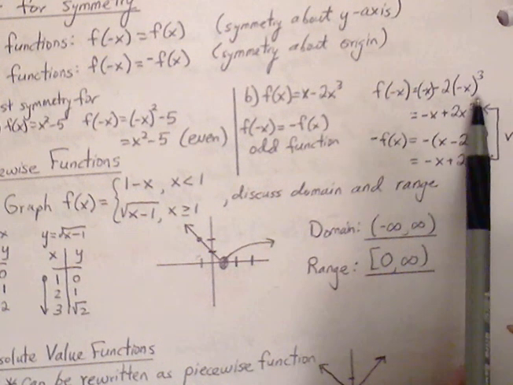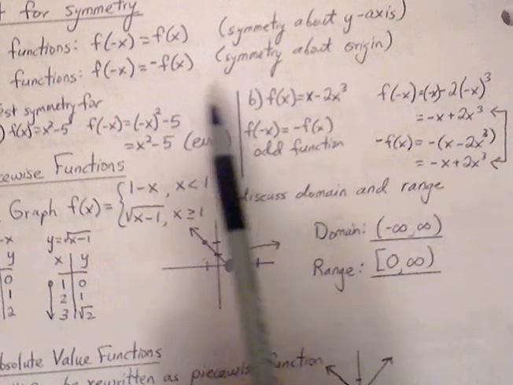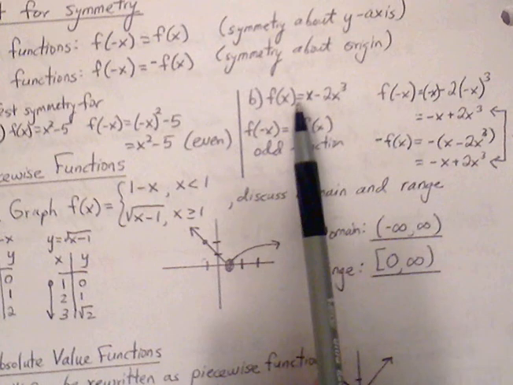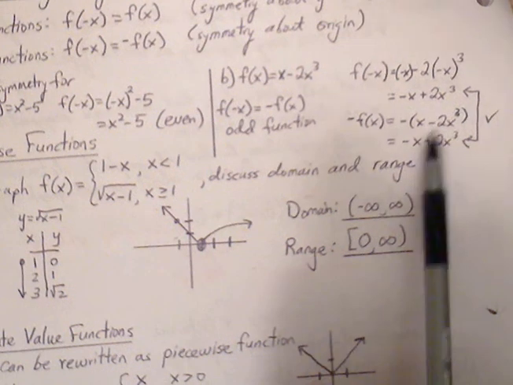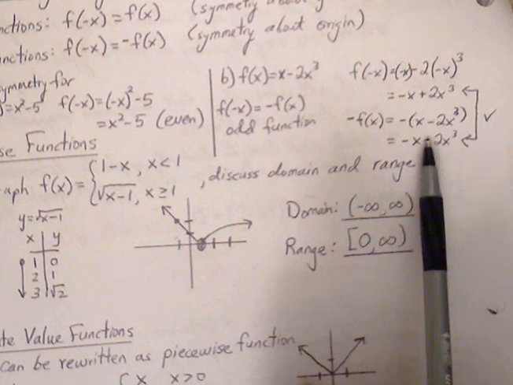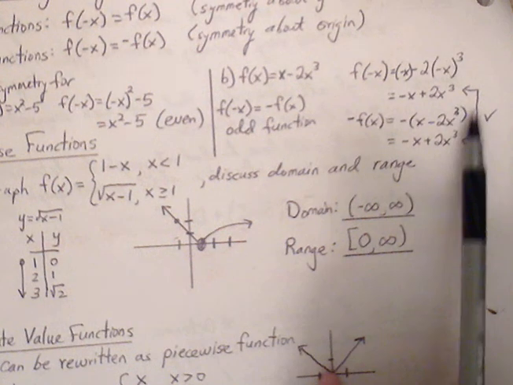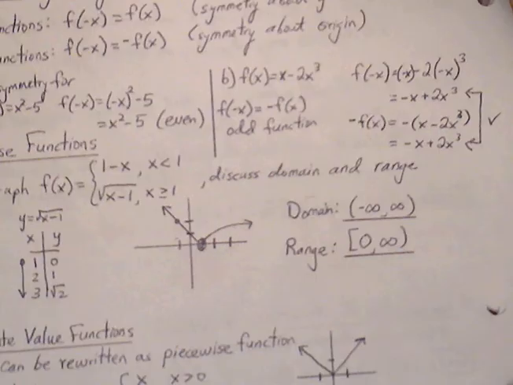Now, to see if this is an odd function, we're going to compare this with distributing a negative through the original function. If I distribute the negative through, I'll get negative x plus 2x cubed. And we see that this matches up with f of negative x. So since f of negative x is equal to negative f of x, we know that we have an odd function, or symmetry about the origin.